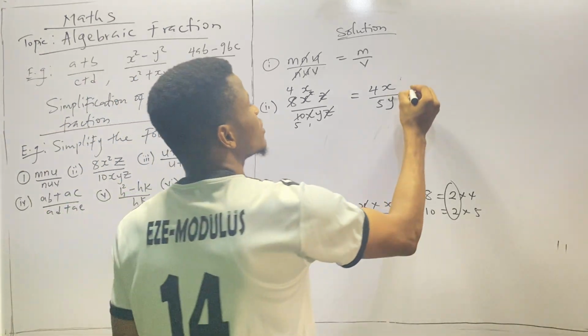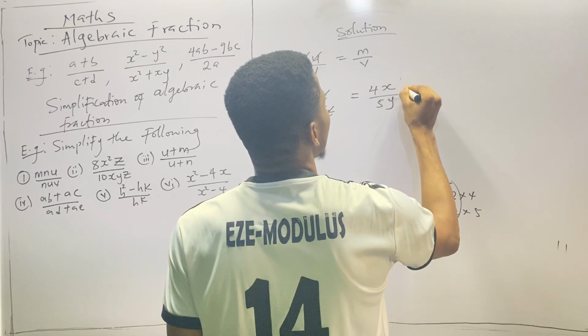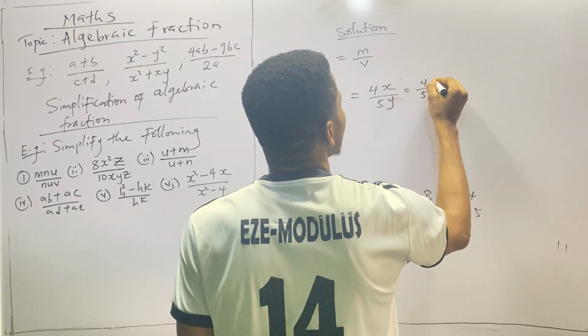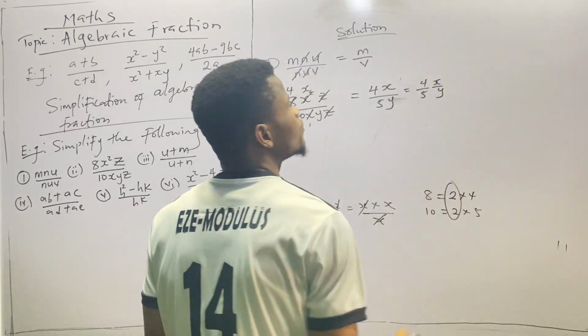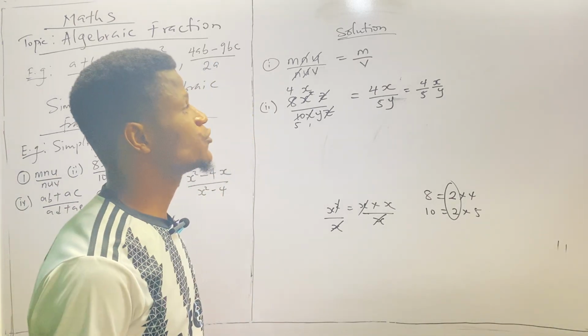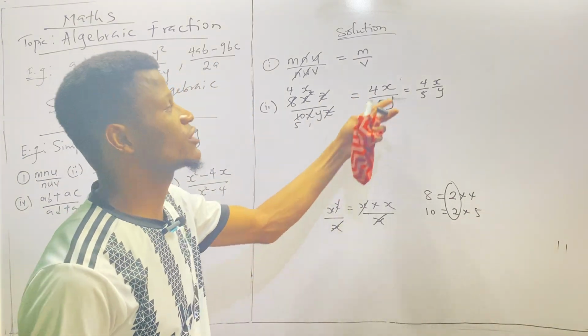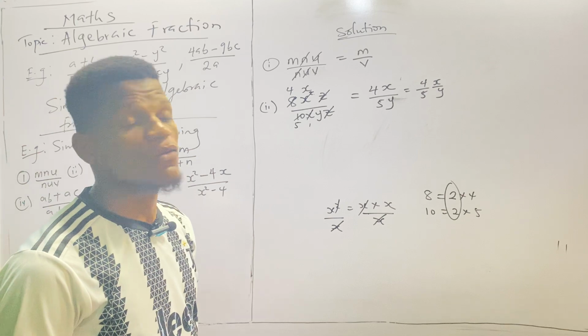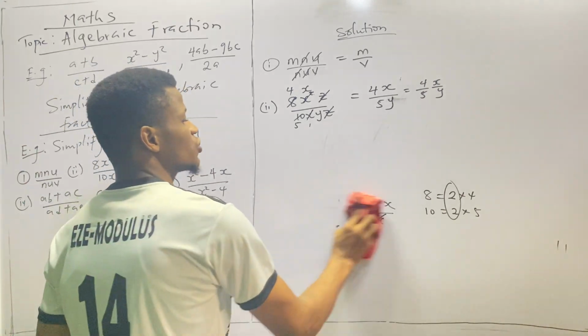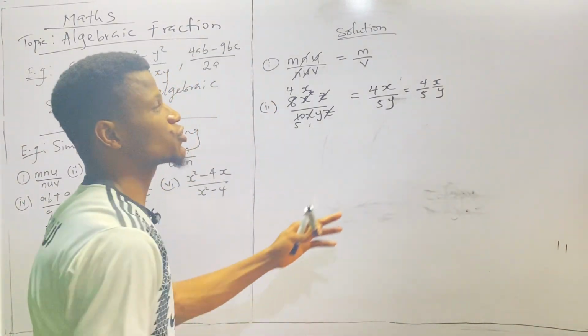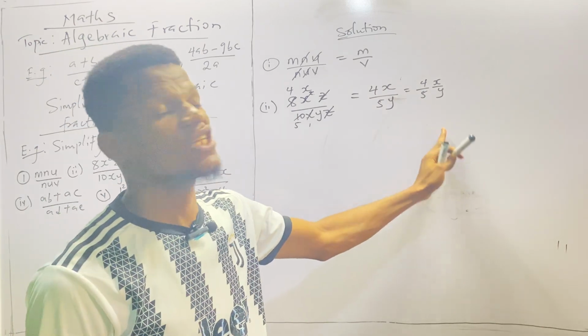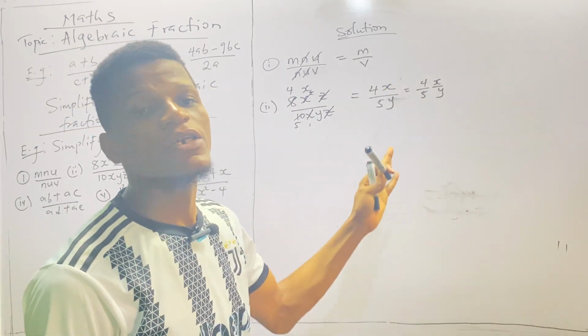Or you can also write it this way. You can write it as 4 over 5 times x over y. They are still the same, all right? So you can write the number separately first before the alphabet. Okay, so that is the solution. You cannot reduce this further. This is the simplest form it can ever be.